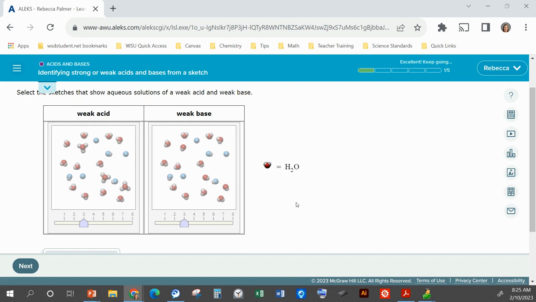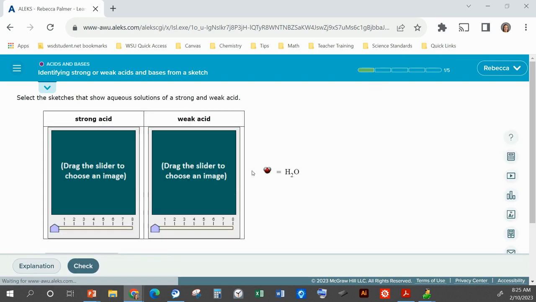Do you want to try another one of these? Okay, we'll see if we can get strong acid and strong base. So, okay, so strong acid. So what does a strong acid do?